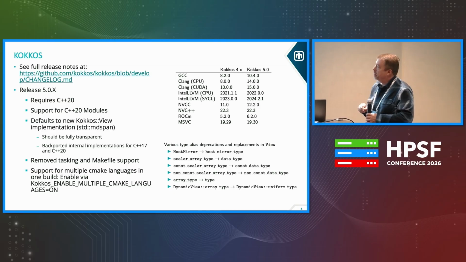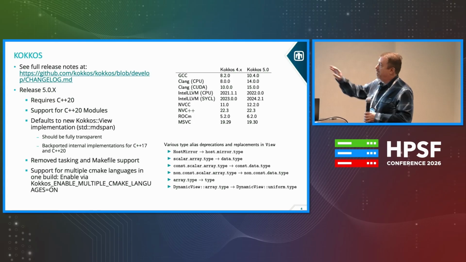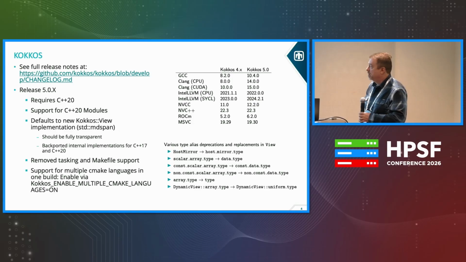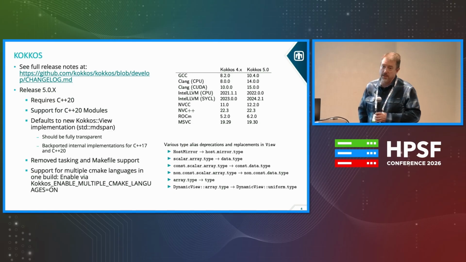But the big thing for us was that the Kokkos view was pretty much completely rewritten. It should be fully transparent, but now it uses std::mdspan. That comes from C++ 23, but we only require C++ 20, so they have an internal backport of the mdspan that works for 17 and 20 sitting in their code base. So even though we're on 20, we are using the mdspan by default.